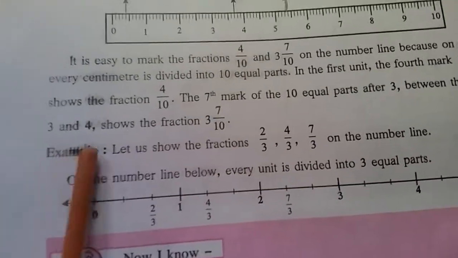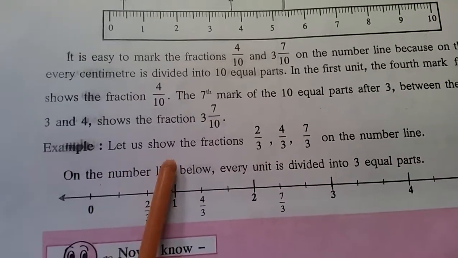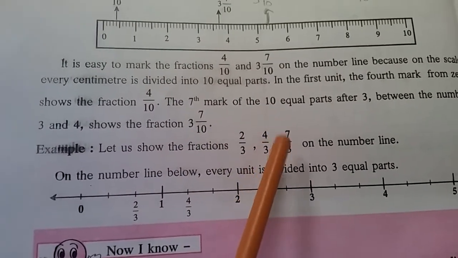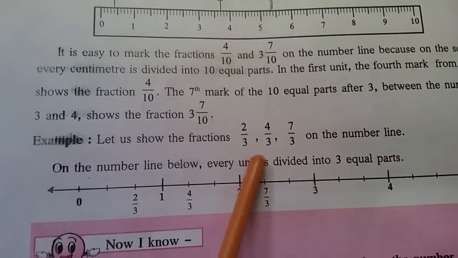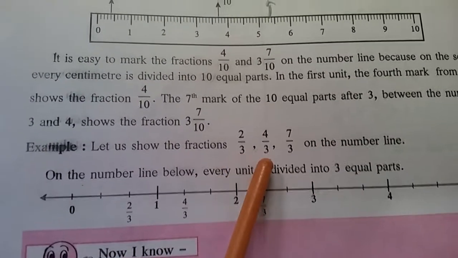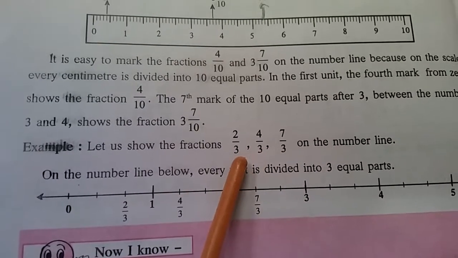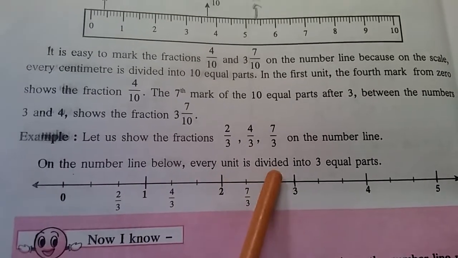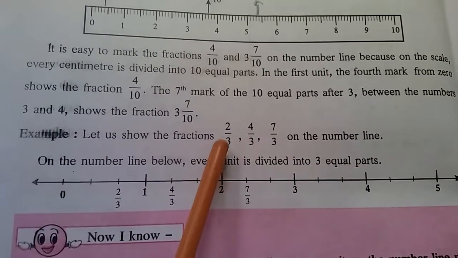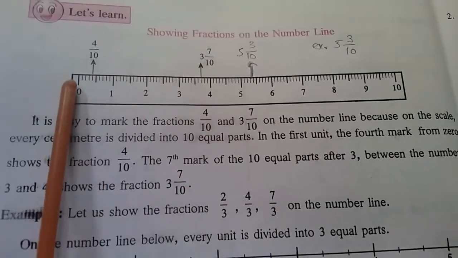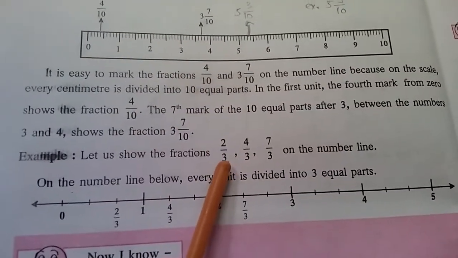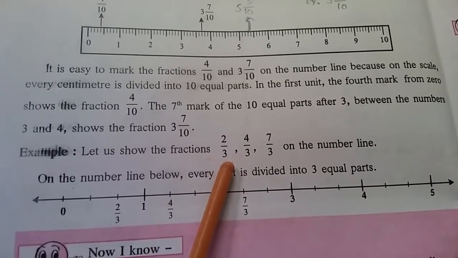Now see, one more example is given. Let us show the fractions 2 upon 3, 4 upon 3 and 7 upon 3 on the number line. Now see, in the denominator which number is there? 3. Means each centimeter you can divide into 3 equal parts. On the number line below, every unit is divided into 3 equal parts. Why 3 equal parts? Because in the denominator 3 is given. Before, in the denominator 10 was given, that's why we divided 1 centimeter into 10 equal parts. And now here 3 is given, means 1 centimeter you can divide into 3 equal parts.